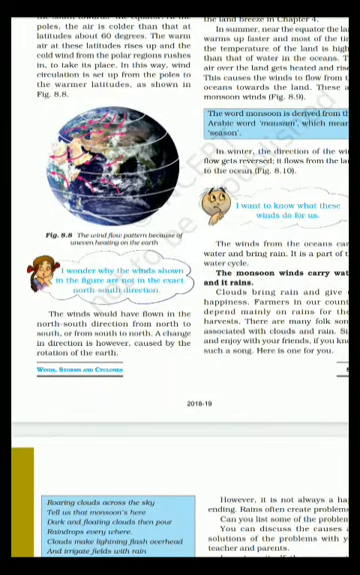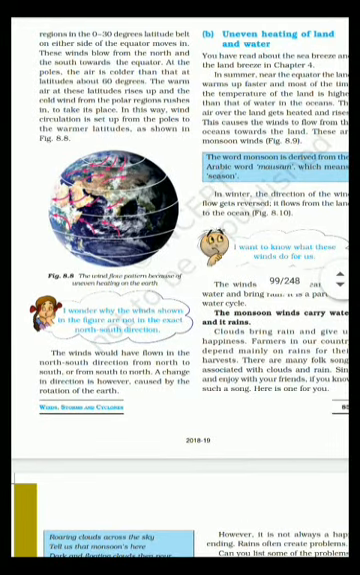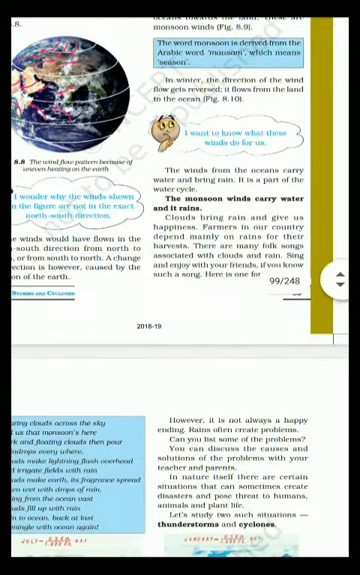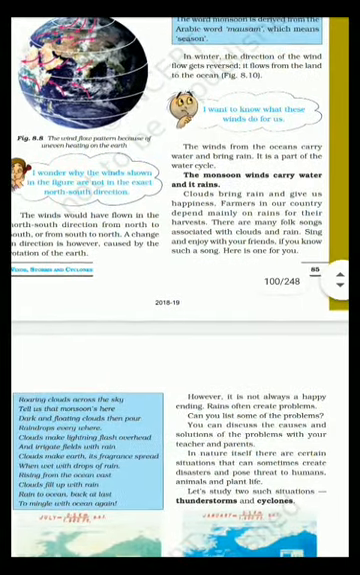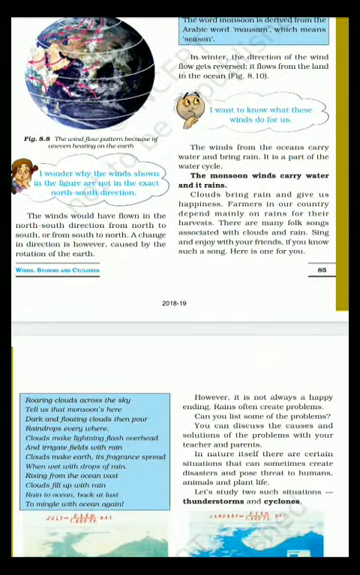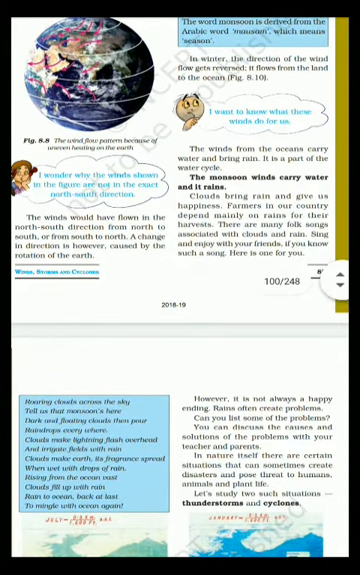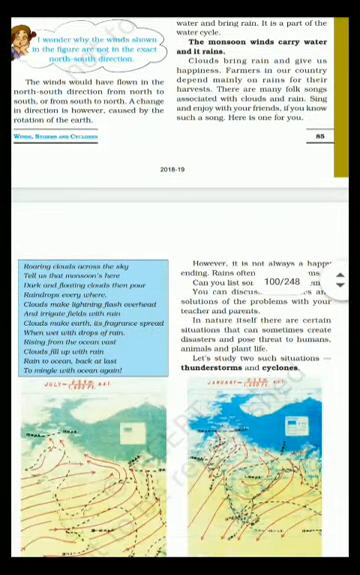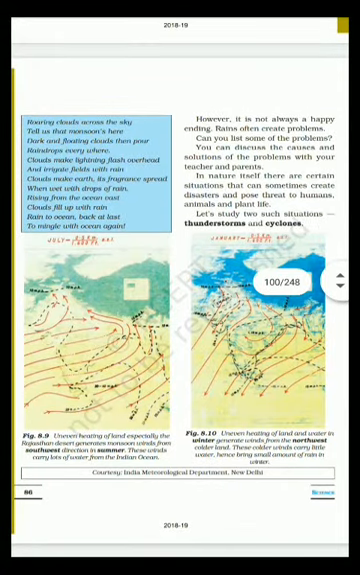You can see figure 8.8, the wind flow pattern because of uneven heating on the earth. So the wind is generated because of uneven heating on the earth. The wind from the oceans carries water and brings rain. It is a part of the water cycle. The monsoon winds carry water and it rains. So we just need to remember that the monsoon winds carry water and it rains.